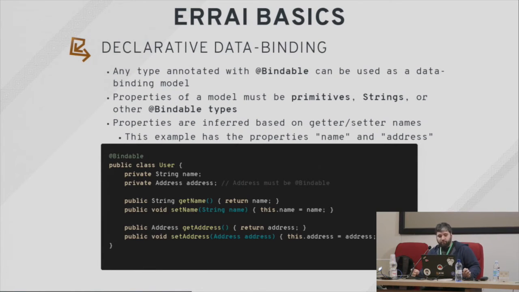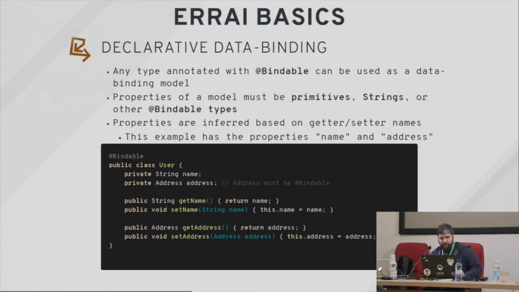So the first step to data binding in Errai is that you need to declare a class as bindable. So the bindable annotation simply tells the framework that this class is a type that can be used as a data model. There are some restrictions that apply to a type when you annotate it with bindable. First, it has to be a class. You can't have interfaces be bindable at the moment. So a bindable type will have properties, like in this case a property called name that is a string, and a property called address, which is an address type.